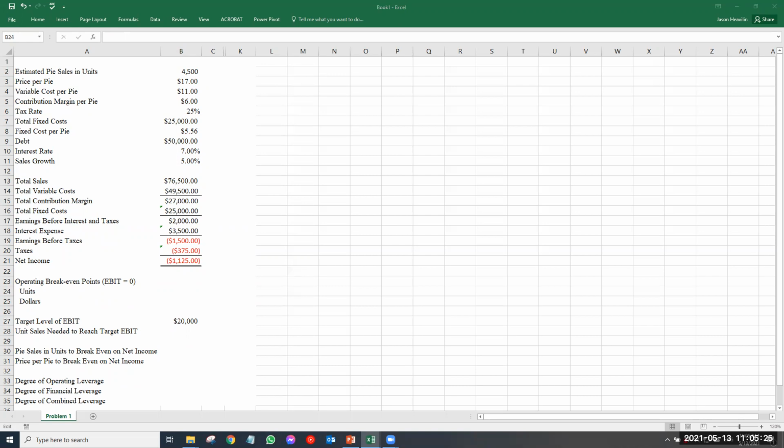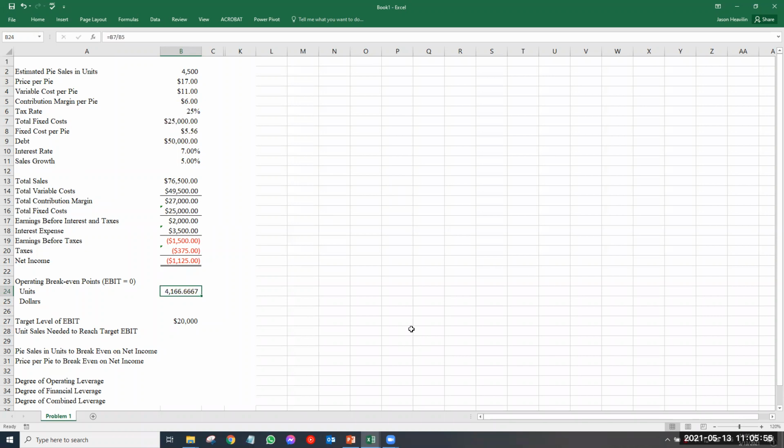So the thing to do is you take your total fixed costs, you can grab from here or from here, and you divide it by the contribution margin of each pie. That means we have to sell about 4,167 pies to make sure we don't go in the negative.